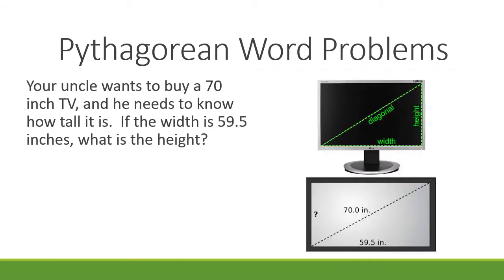Say your uncle wants to buy a 70-inch TV, and he needs to know how tall it is. If the width is 59.5 inches, what is the height? You see on the right, we have a picture of the TV on the stand, and the diagonal and the height and width are labeled. But sometimes you might want a simpler picture, like the rectangle below, where we put in the actual dimensions. So the diagonal is 70 inches, and the width along the bottom is 59.5 inches. And we need to know the height from top to bottom to see if it will fit in the place where he wants to put it.